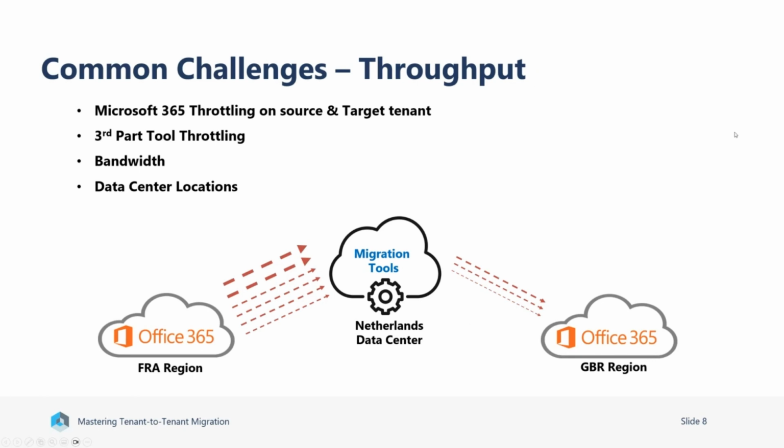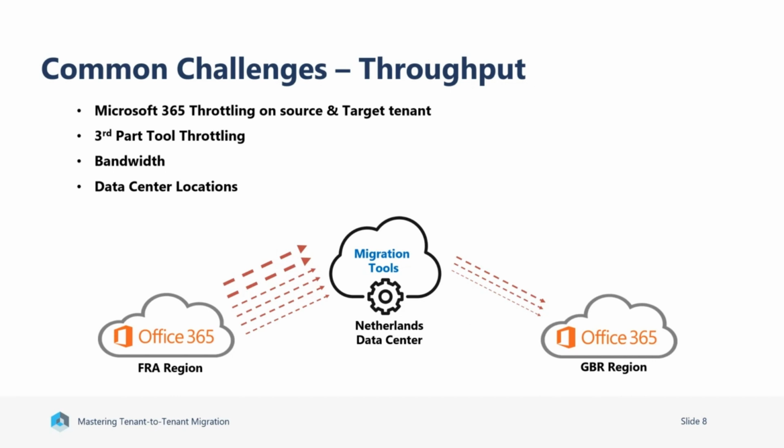The next common challenge, which you see quite often, is throughput. There's throttling and throughput across several entities when you're performing a tenant-to-tenant migration. Microsoft 365 is going to have its own throttling mechanisms on the source and target tenants to protect the services for its customers. The third-party tools that you're using for the migration itself will also have their own throttling policies and capabilities bolted in as well.